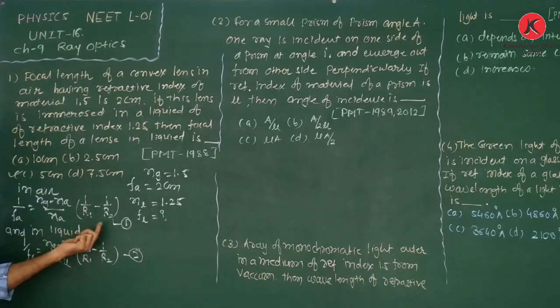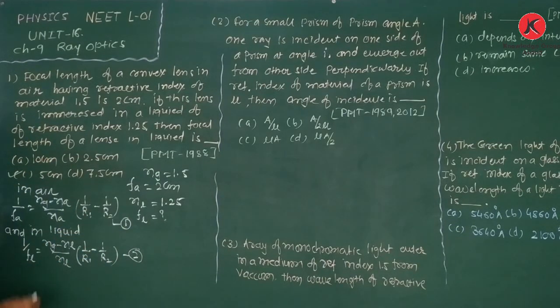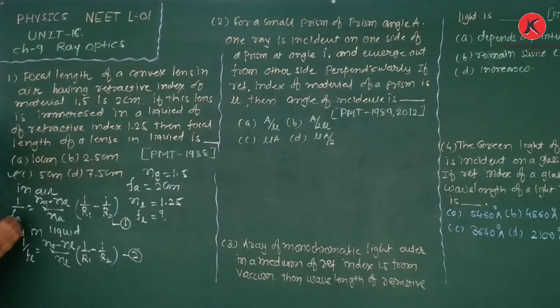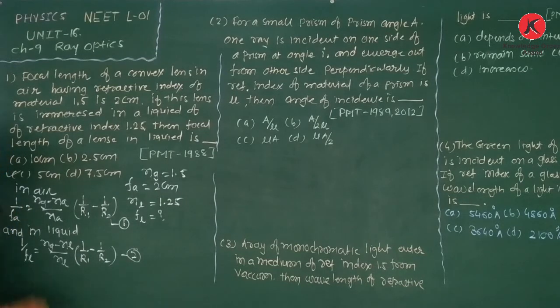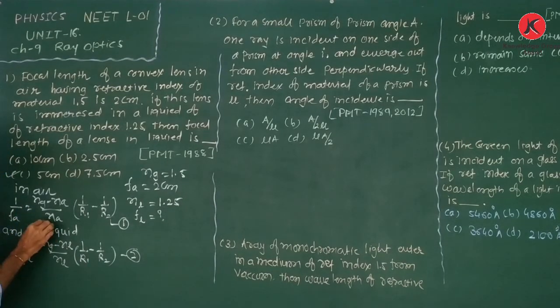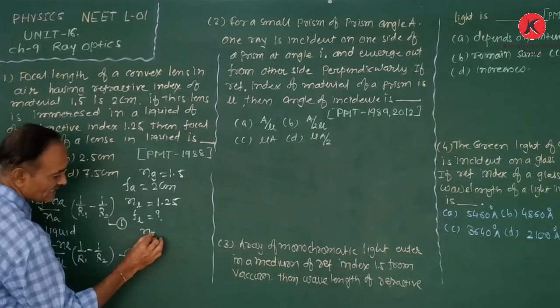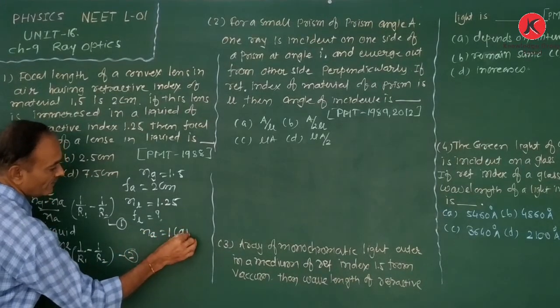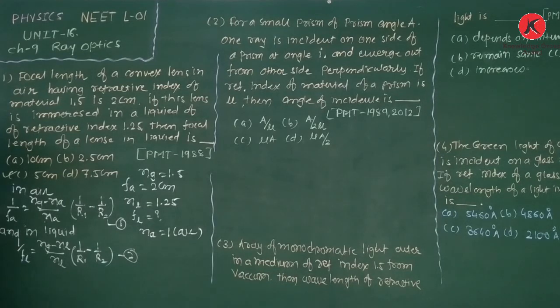But here R1, R2 are not given. We require the value of FL. Fa is given, Ng is given, right? Na, the refractive index of air medium, is 1. Na is equal to 1 for air medium. So how do we find it? By taking the ratio of equation 2 to 1.